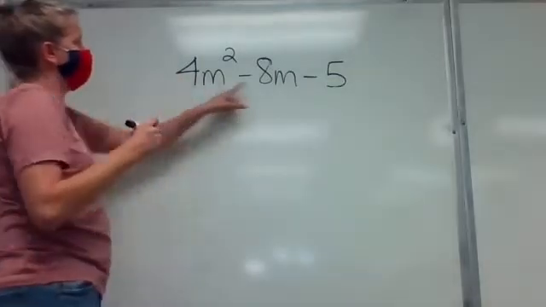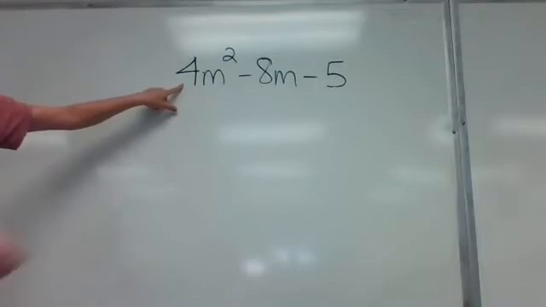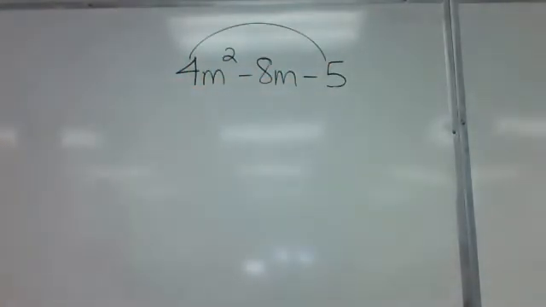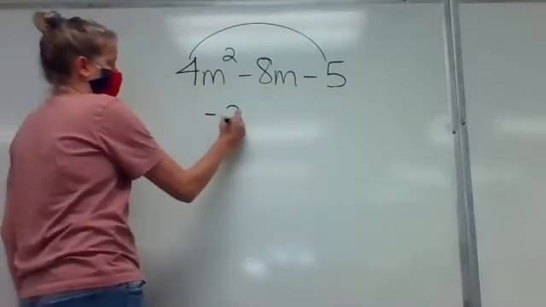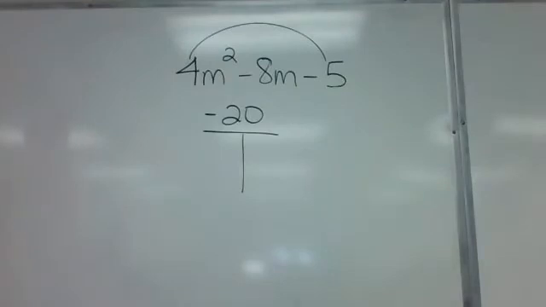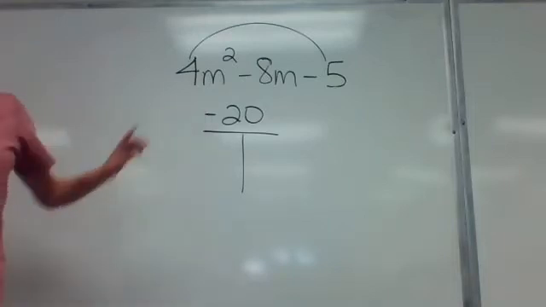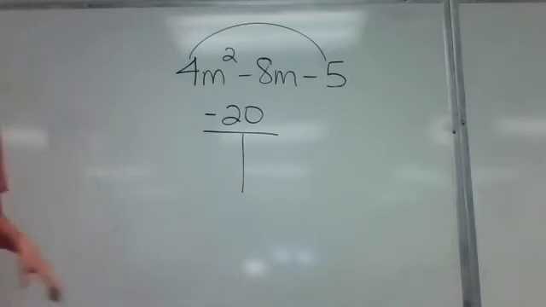So now, remember, if there is a number in front of your squared term, your first step is to multiply your outsides. So what is that, sign included? 4 times -5 gives me -20. That's what you're going to make your chart from. What are the ways to multiply? Don't worry about the sign yet. Let's list the ways to multiply to get 20.